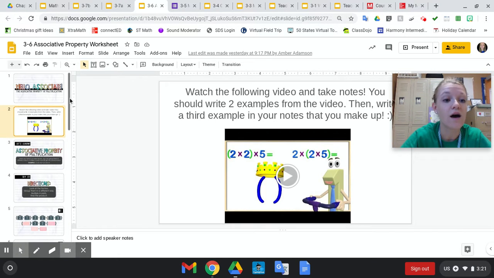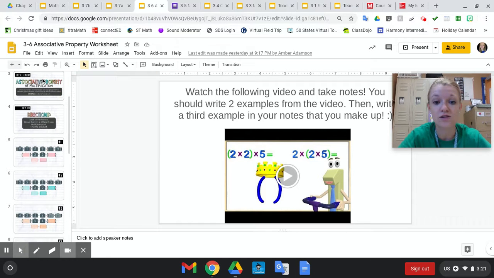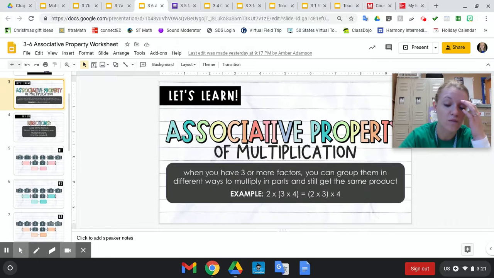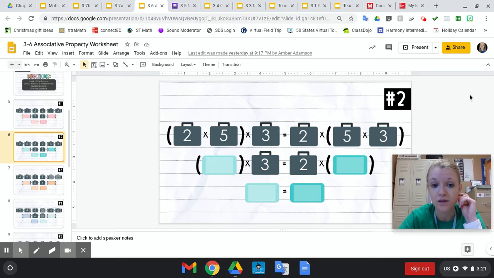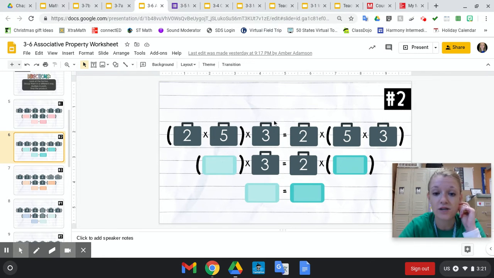And so we have to remember that when we have 3 or more factors, we should group 2 of them to do first because that helps us narrow down what we're focusing on and then we can do the rest later. So when I have a problem like this, 2 times 5 times 3 equals 2 times 5 times 3, I'm taking what's in parentheses and I do it first, okay, because that's what the king ordered.